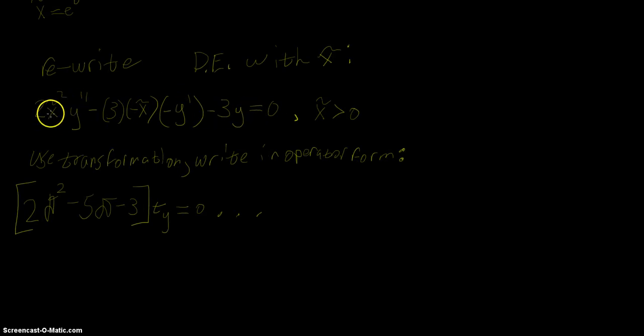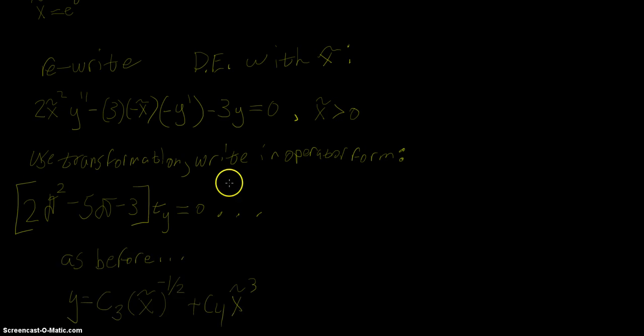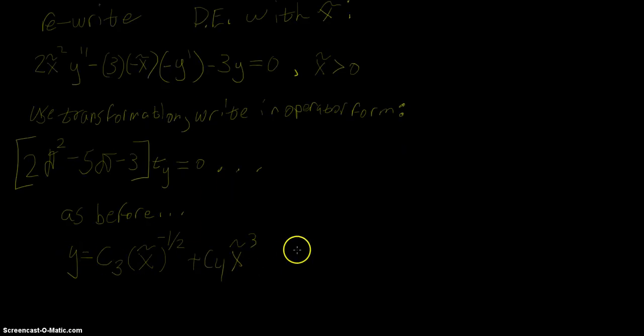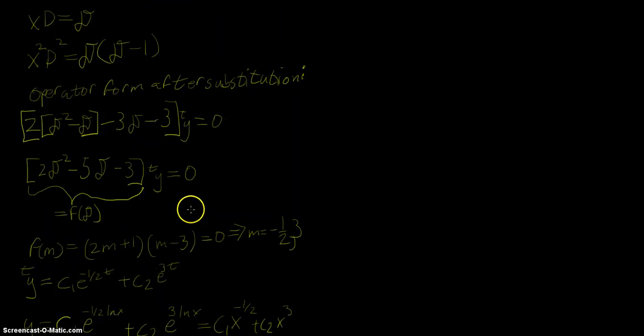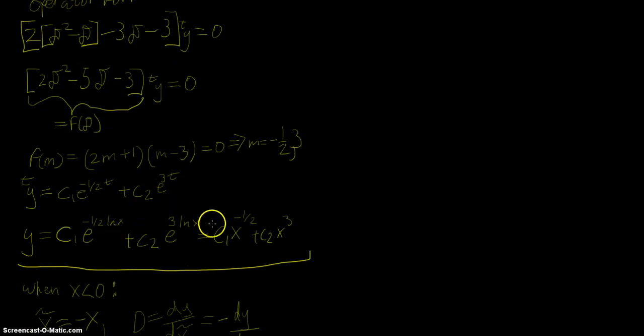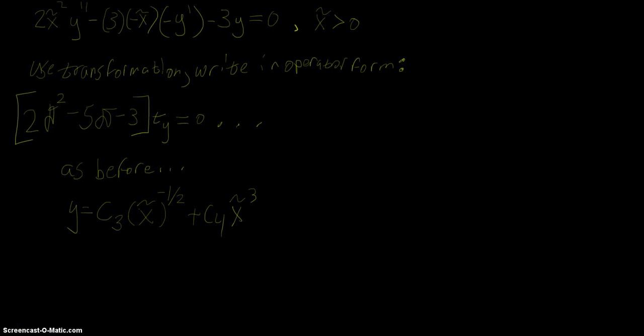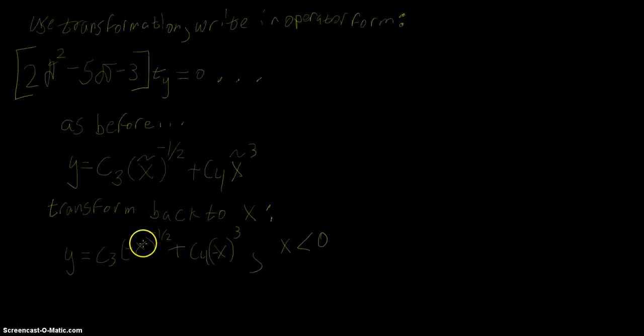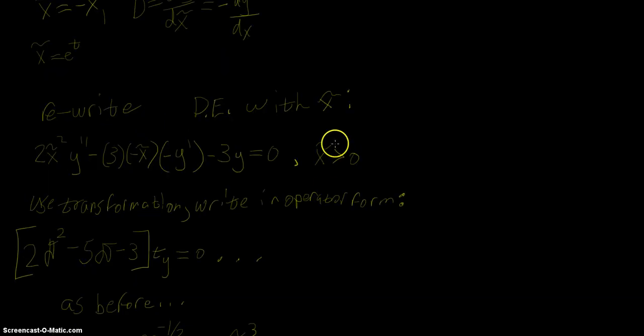Most things considered, the solution y in terms of x tilde will look like so, just as it did up here for x. So transforming this into terms of x, we'll just replace x tilde with negative x, and we have found the solution for when x is less than 0, because we solved for this when x tilde was greater than 0.